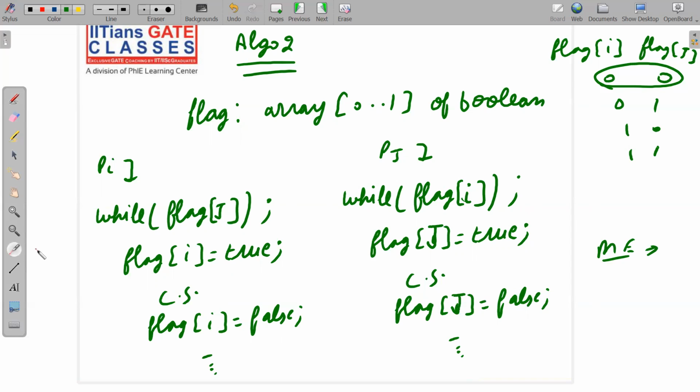So now you will say, sir, see, PI will check flag j is 0. Yes, it will say, okay, flag i is equal to true, it will be in CS. Now when PI is in CS, can PJ enter CS? It will see this immediately. See, flag i is true now.